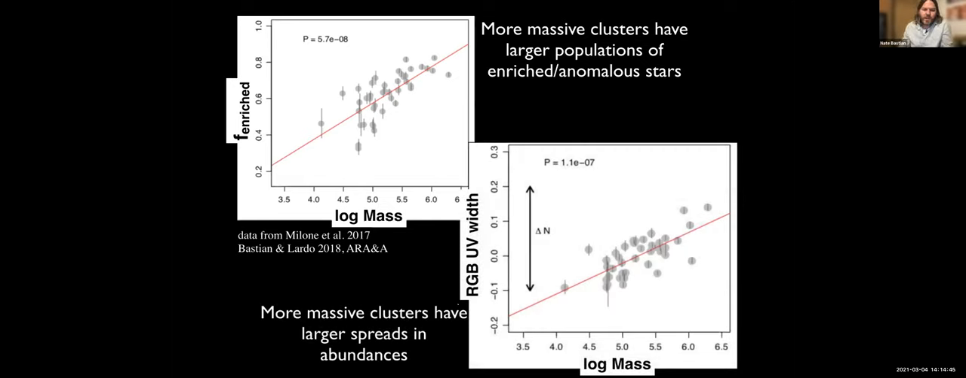So here is the width of the RGB in the UV. This is a proxy for nitrogen spreads once you remove a metallicity dependence. And again, you see a large correlation here. And that's particularly puzzling because it means that more massive clusters have more stars that are strange, and the stars that are strange are even stranger than the stars in normal clusters. And it's going to be very hard for any kind of scenario, any model, to explain this.